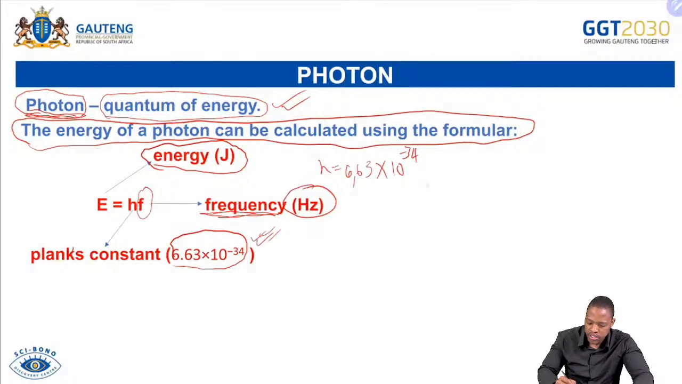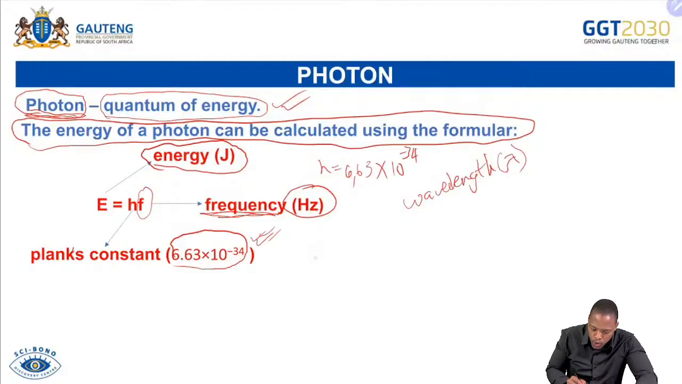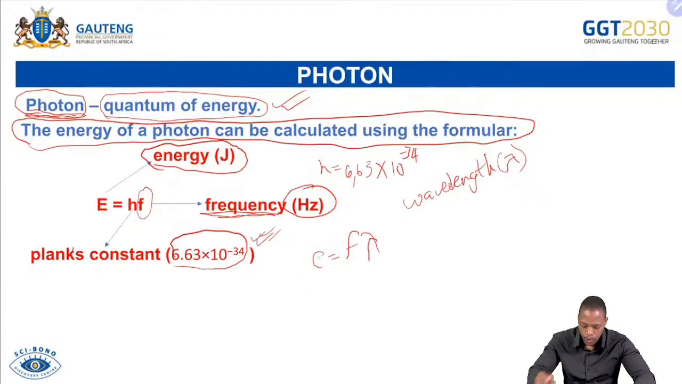If I don't know the frequency, but maybe I know the wavelength of the wave. I don't know the frequency, but I know the wavelength of the wave. Am I stuck now? Will I not be able to calculate this energy? The answer is no. I can still calculate the energy of a photon there. How? Take you back to that formula where I said you are going to need the formula C equals F lambda, because this formula creates a relationship between C, which is the speed of light in a vacuum, and F, which is the frequency.